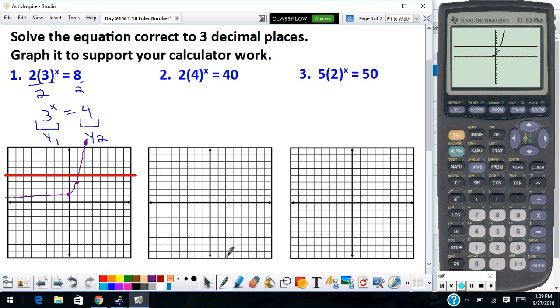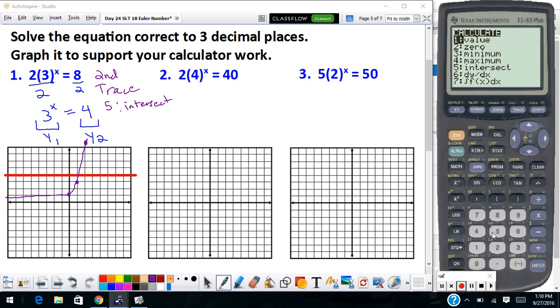So now what I'm going to do on my calculator is press second, trace, and pick the command number 5, intersect. Because I only have 2 curves here, I could just press enter. But I want you to notice for first curve, my first curve is my exponential curve, and there it says y1 equals 3 to the power of x, so I'm just going to press enter. Second curve, you can see that it jumped to y2 equals 4, so I'm going to press enter.